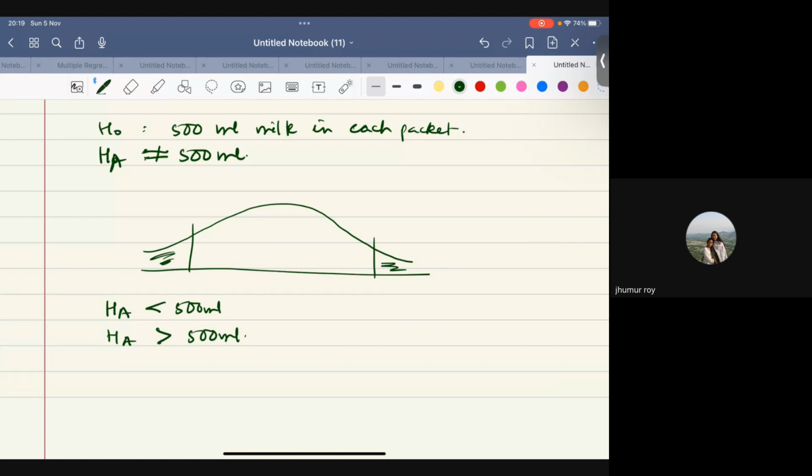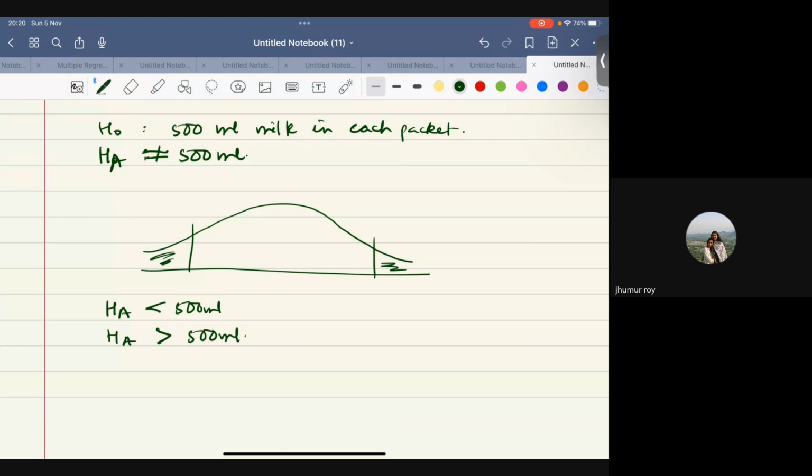So one hypothesis can be that it is not equal to 500 ml. Second hypothesis can be it is less than 500 ml, and the third hypothesis can be that it is greater than 500 ml. So there can be different kinds of hypotheses that we can make depending on different questions that we have taken. Okay.